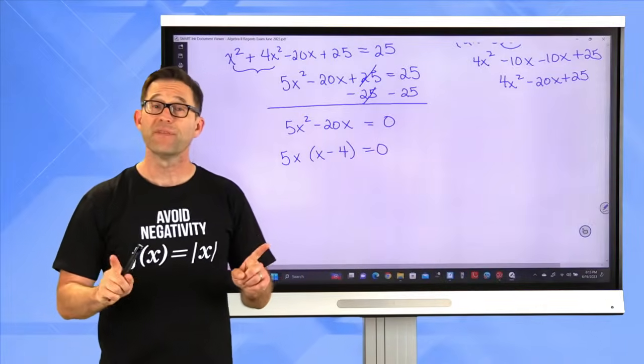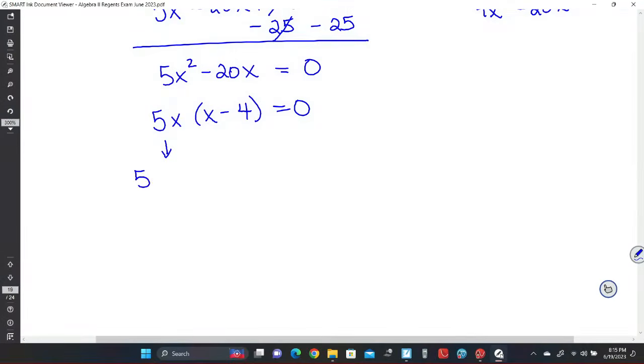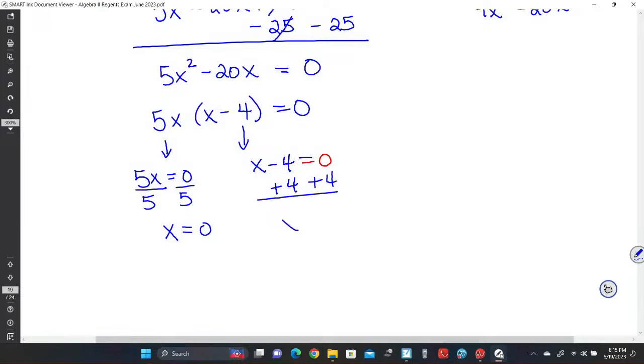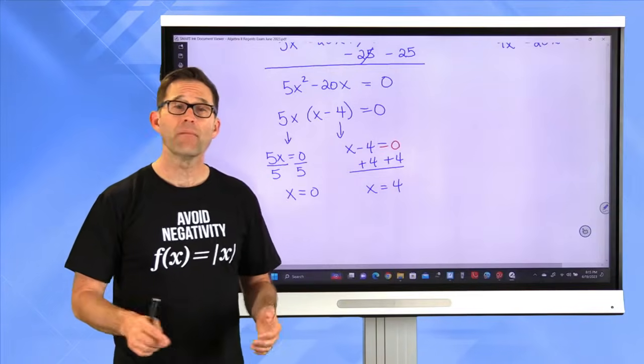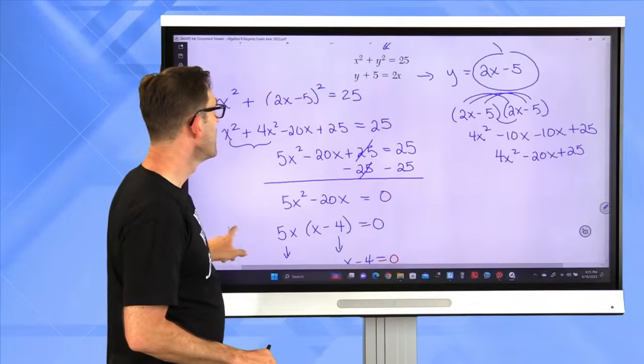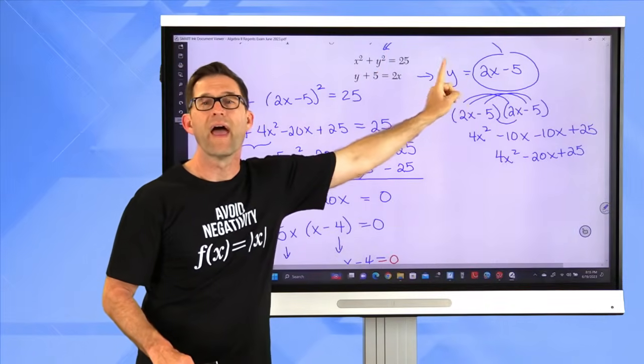At this point now, I can use the zero product law, and I can say 5x is equal to 0, and x minus 4 is equal to 0. Here I can divide both sides by 5, and I'll get x is equal to 0. Here I can add 4 to both sides, and I can get x equals 4. So those are my two x values that solve this system. To find my y value, I should either substitute it into this equation or this one, and this is my winner.